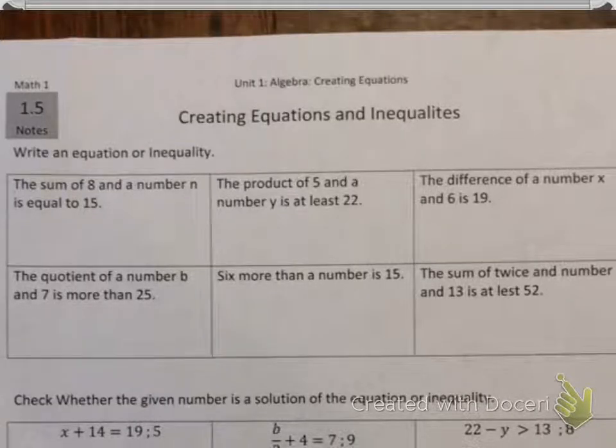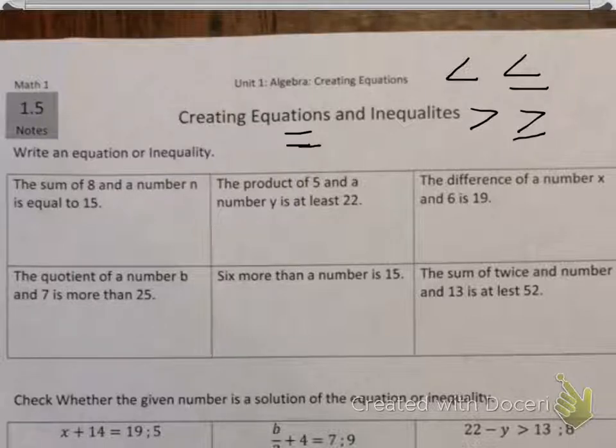Today we're going to talk about creating equations and inequalities. The first thing we need to do is recognize the difference between what an equation is and what an inequality is. An equation is always going to have that equal sign in it. Equals means it's an equation. Inequalities, on the other hand, are going to have those less than or equal to, greater than or equal to signs in them, meaning that you could have several numbers for your solution, where with equations, normally you only get one number as a solution.